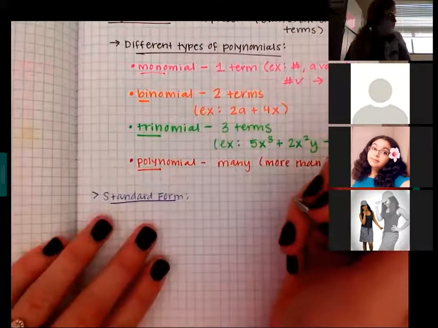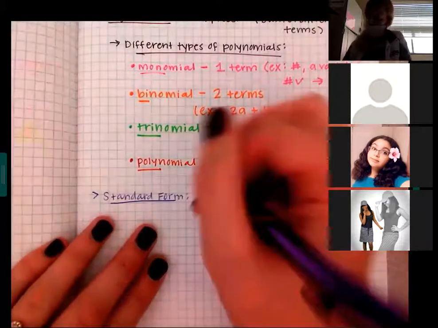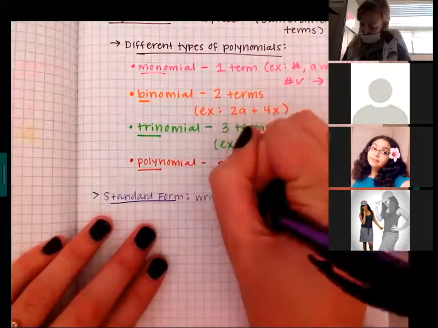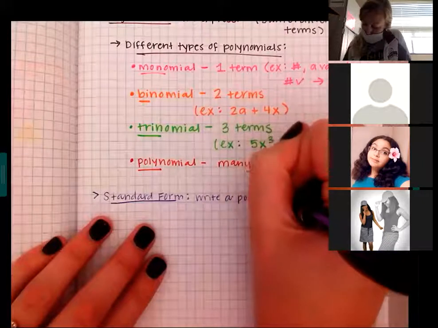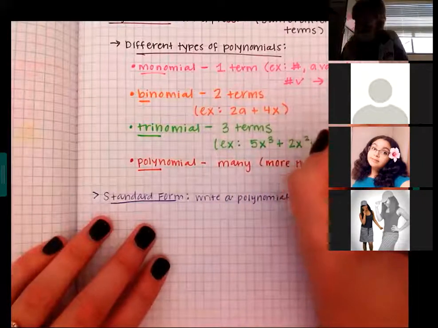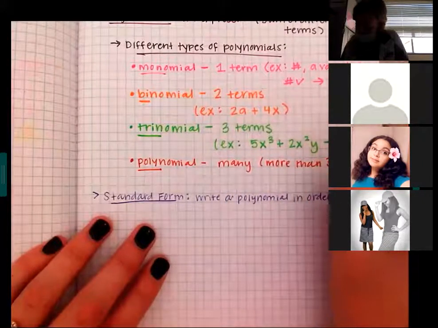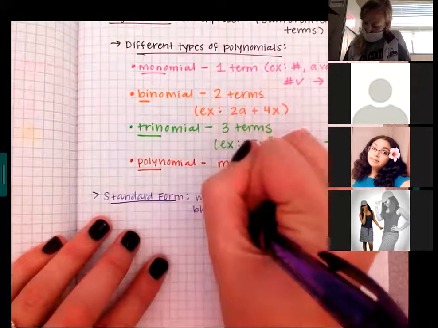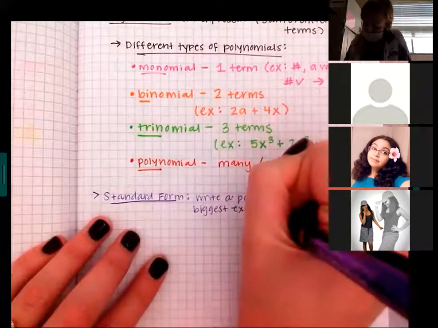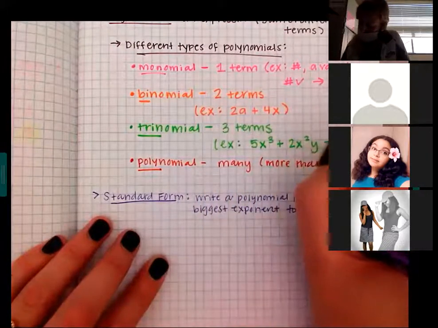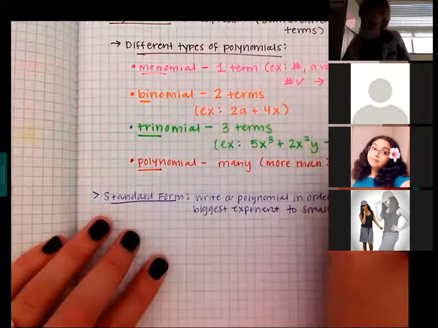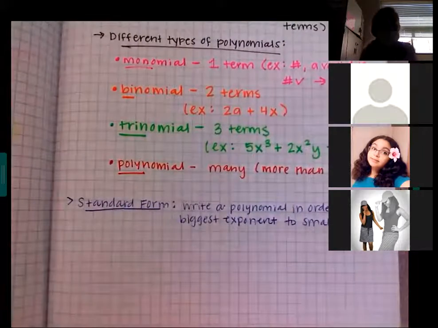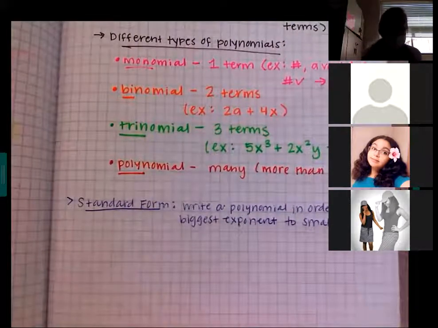Standard form is when you write a polynomial, it can be any of them, in order from biggest exponent. What'd you say earlier, Kamari? Biggest to smallest. Greatest to least. Good. Biggest to smallest. That's our definition for standard form, and we'll do an example in a second.